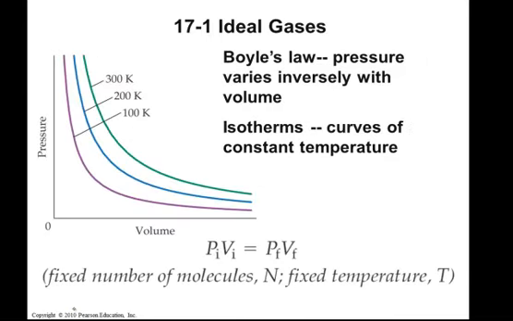Okay, now we're going to look at some different relationships. So Boyle's law says that the pressure varies inversely with the volume. And that means that if I take the pressure times the volume now, that should equal the pressure times the volume later, as long as my number of molecules and my temperature stay constant. This particular picture shows isotherms, and these are curves at a constant temperature, because we said that our temperature has to remain fixed.